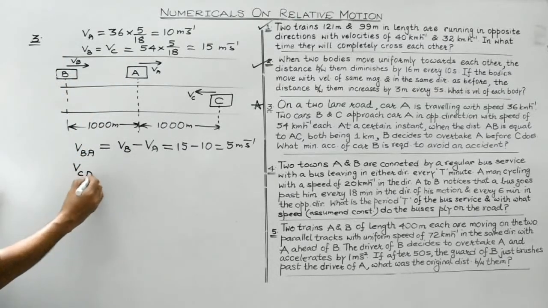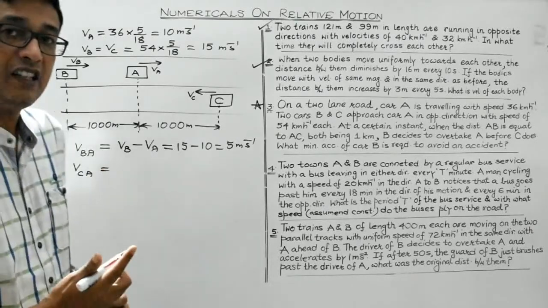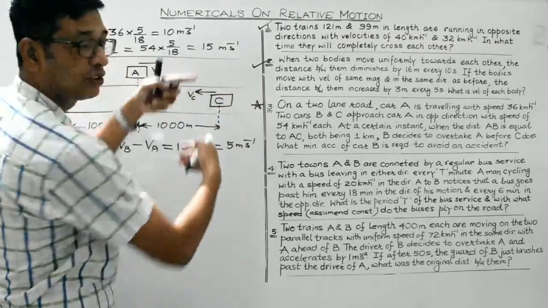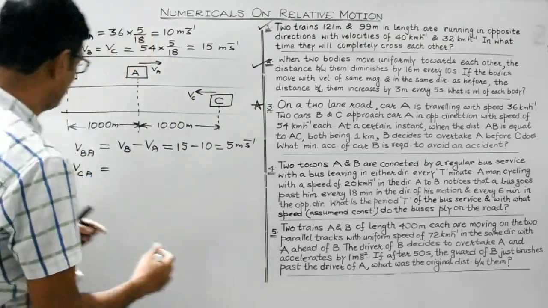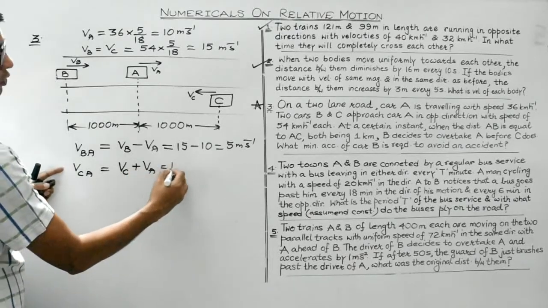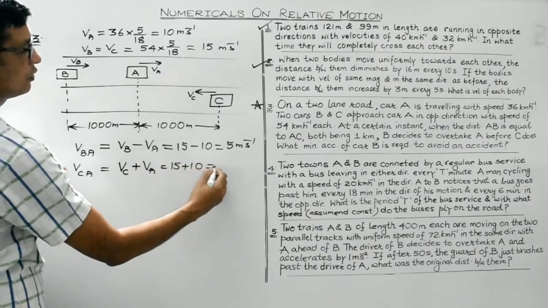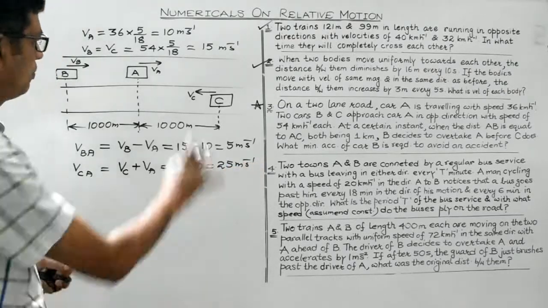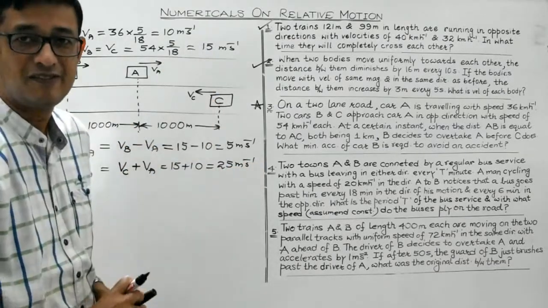Similarly, what is the effective speed of car C with respect to car A? They are moving in the opposite direction, so the speeds will get added up. So it will be VC plus VA, so it is 15 plus 10. So it will be 25 meter per second. I hope it's pretty clear, right?